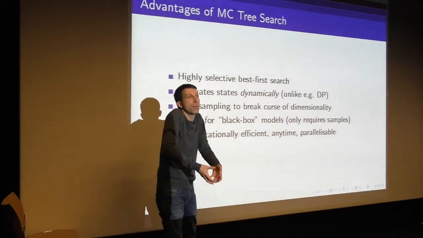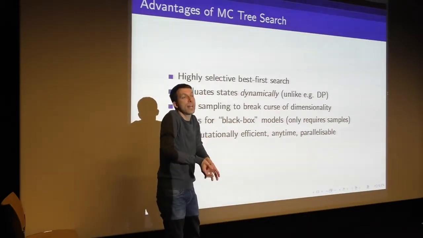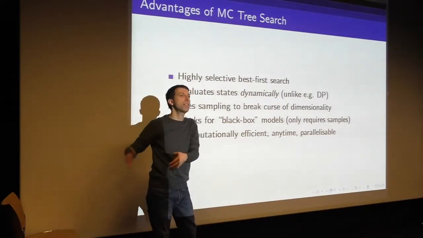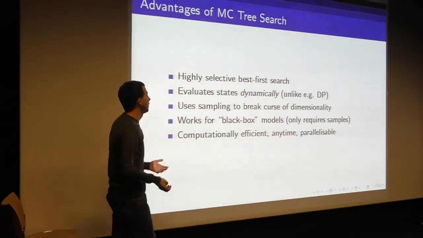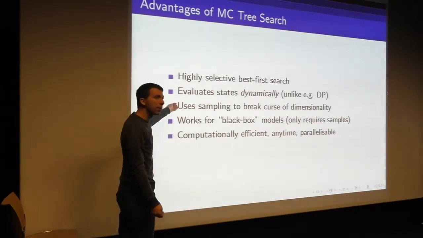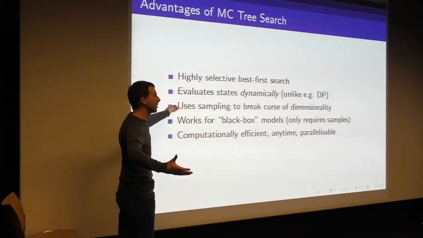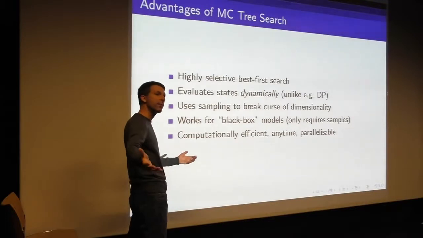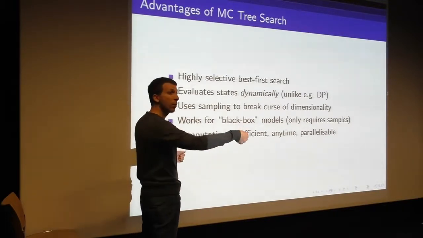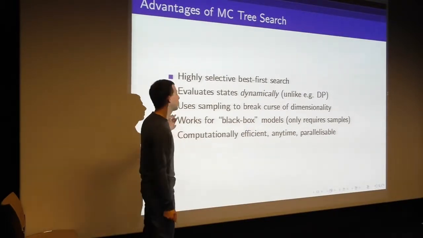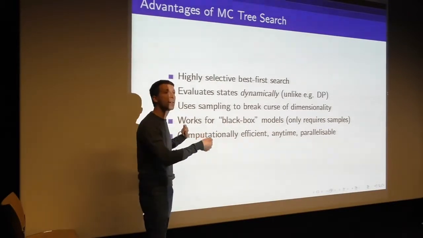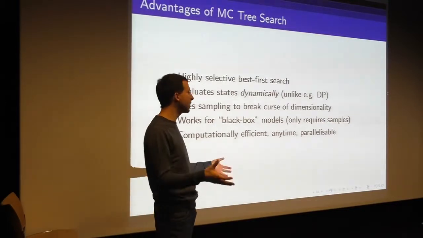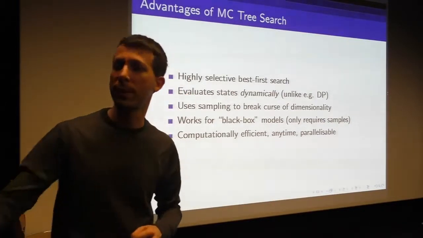We know that we're in this position, so let's invest more resource into that position dynamically rather than offline learning some function approximator that has to cover the entire state space. It uses sampling. It's a sample-based planning method, which breaks the curse of dimensionality. We don't have to consider all possible things that we might do or all possible things the environment might do. We just sample them and look at what's working well. And it works for black box models, so we only need to use our model to sample from. So this thing works well, it scales well, it's anytime, you can parallelize it, it's got lots of good properties.